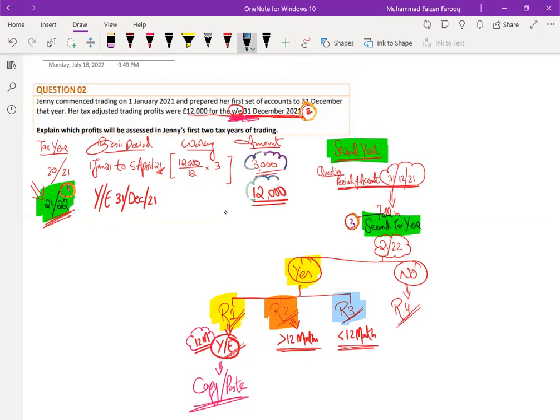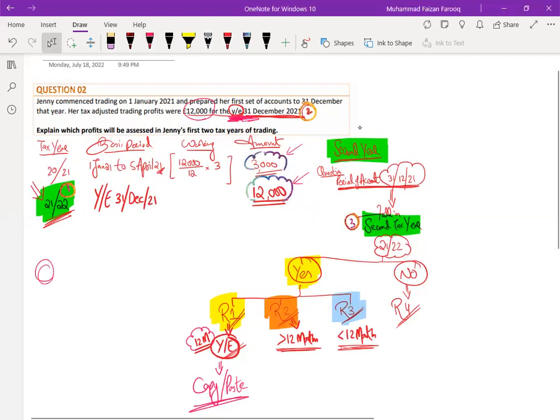there is one small thing. Your actual or real profit is how much? Your actual or real profit is 12,000. But in the basis period, you broke it down into 3 and 12. So it became 15,000. The actual profit is 12,000 as per the question. But in the basis period, this one amount broke down into two parts, 3,000, which is taxable in 2021, and 12,000, which is taxable in 21-22. So one amount of 12,000 is taxable two times, which means the total taxed amount is not 12,000, it is 15,000.